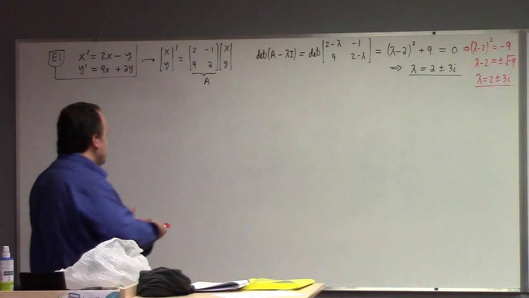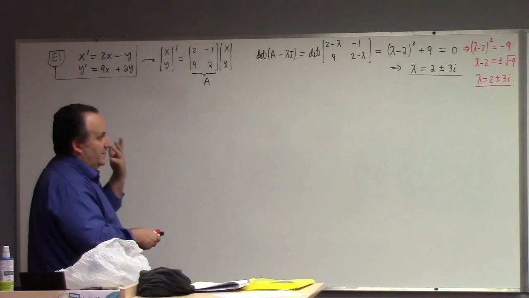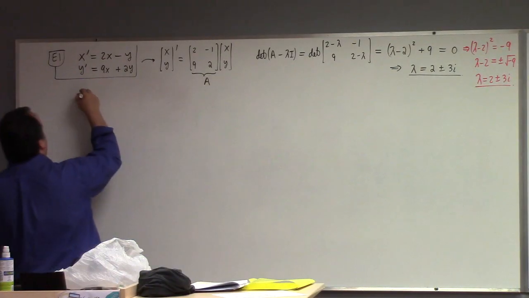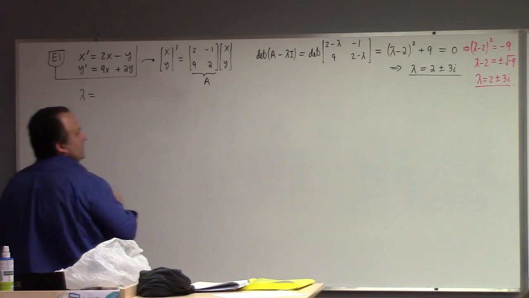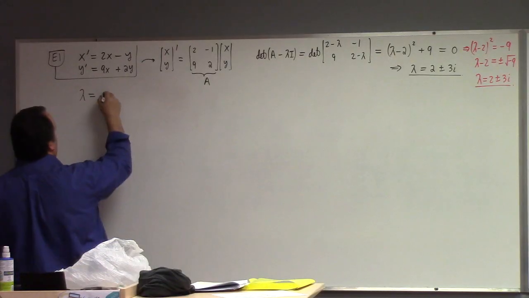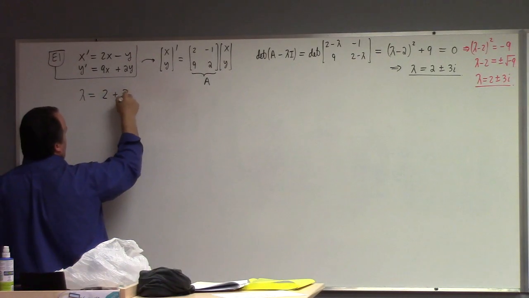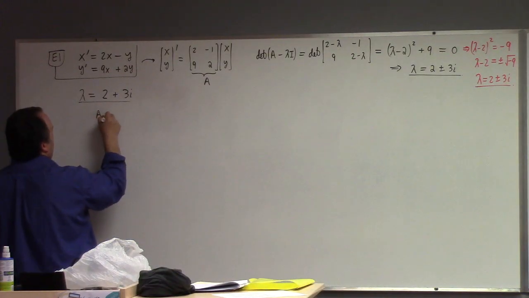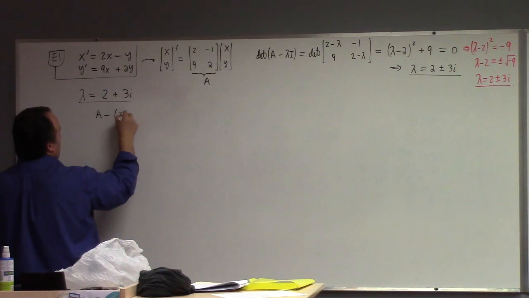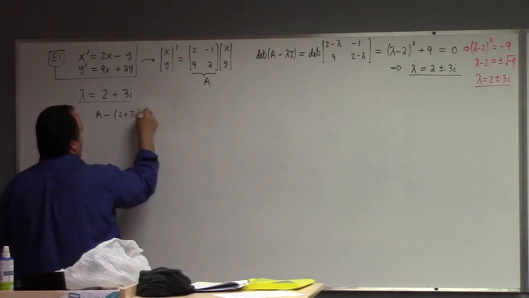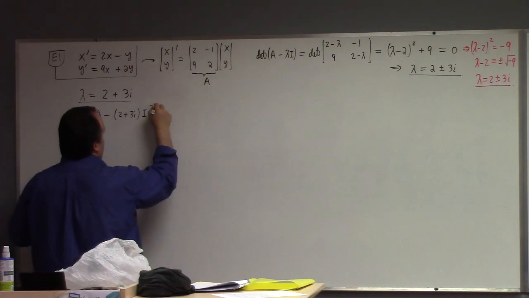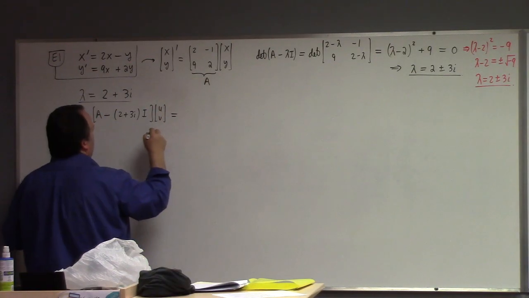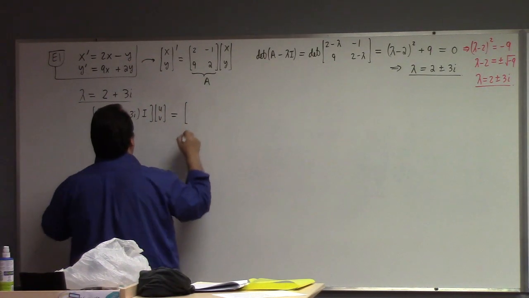Okay, great. So we have complex eigenvalues. What do we do? We look for complex eigenvectors. Let's see how this works. We'll choose the plus for sake of specificity, lambda is 2 plus 3i. We need to look at A minus (2 plus 3i) times the identity matrix, times my vector (u, v) equals 0. All right, so that's going to give me what?